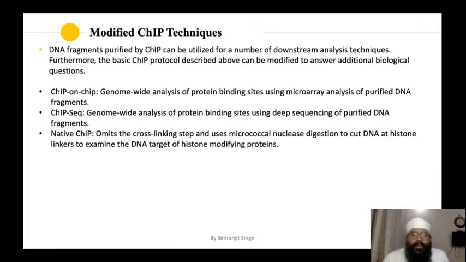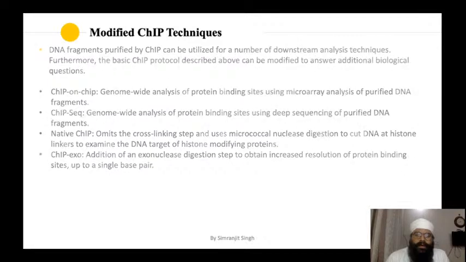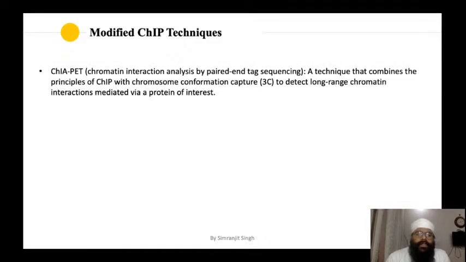Native ChIP omits the cross-linking step and uses micrococcal nuclease digestion to cut DNA at histone linkers to examine the DNA fragments, targets of modifying proteins. Then ChIP-exo, the addition of an exonuclease digestion step to obtain increased resolution of protein binding sites up to a single base pair. Then there is ChIA-PET, chromatin interaction analysis by paired-end tag sequencing, a technique that combines the principle of ChIP with chromosome conformation capture to detect long-range chromatin interactions mediated by the protein of interest.